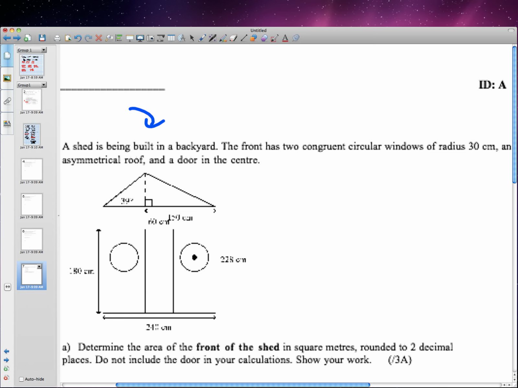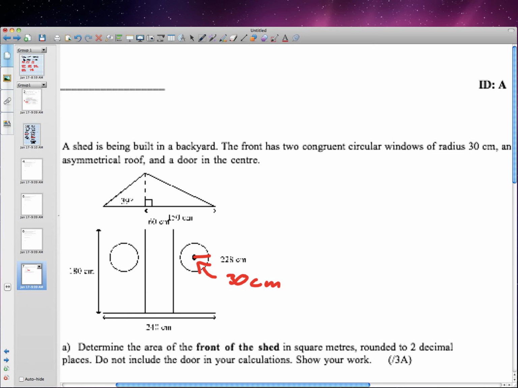The radius of one of these circles is 30 centimeters, and an asymmetrical roof and a door in the center. Determine the area of the front of the shed in square meters. Round to 2 decimal places. Do not include the door in your calculation. So we're going to have to fix this picture a little.